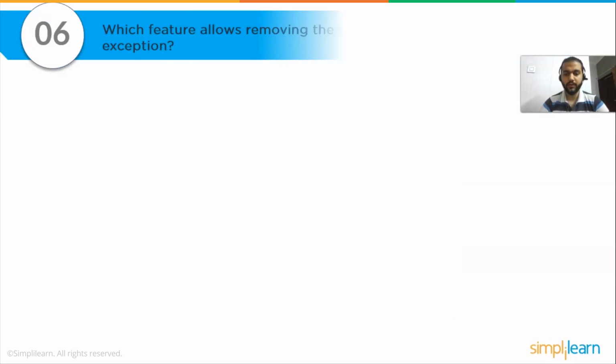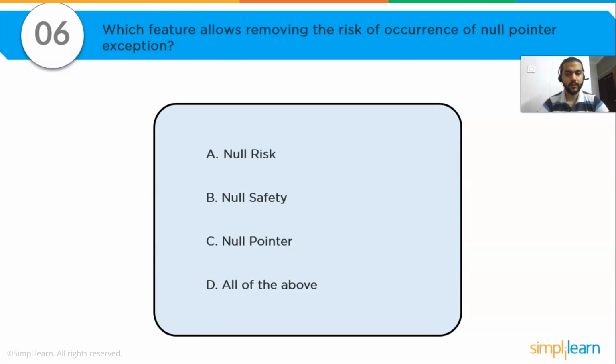Now moving on to the next question, which is: which feature allows removing the risk of occurrence of null pointer exception? It is an important question as well. There are four options. First, null risk, B, null safety, C, null pointer, and D, all of the above. It is a very important question.